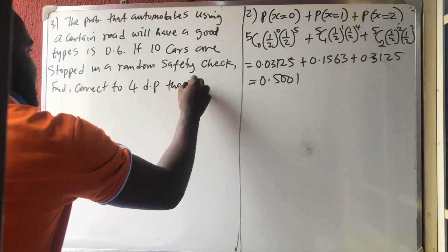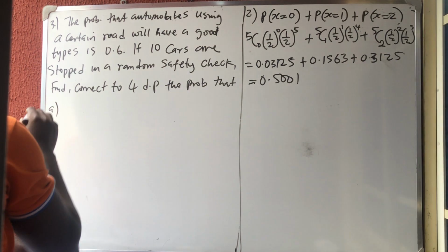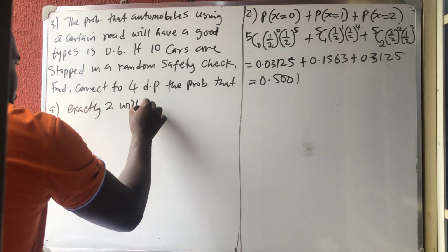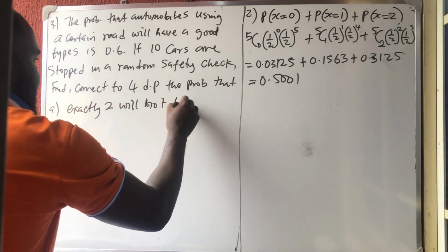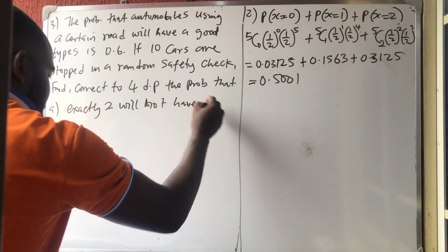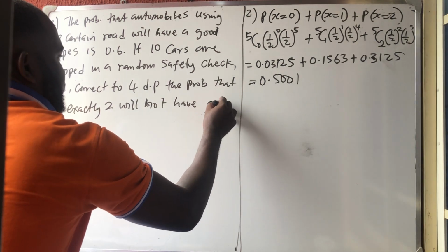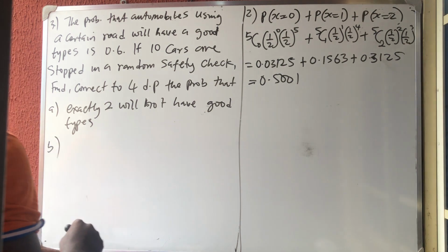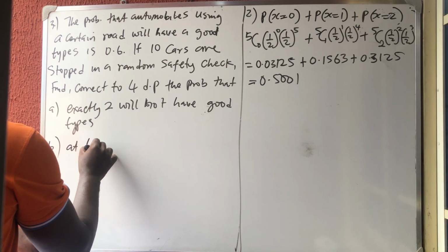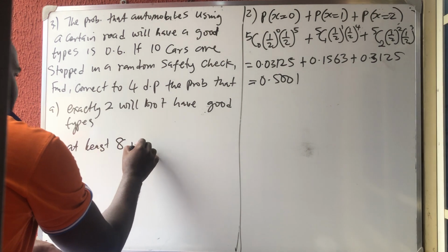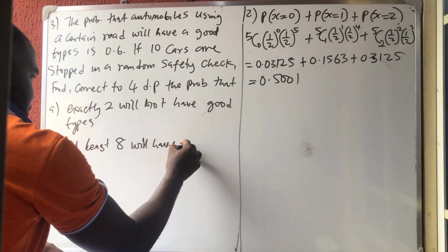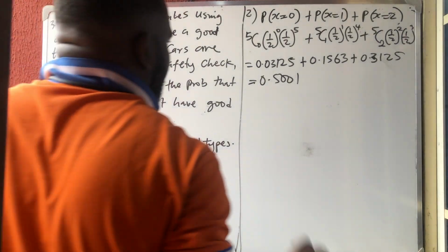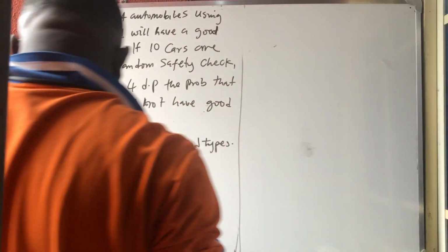The probability that exactly 2 will not have good tires. B, at least 8 will have good tires. Solution. Now they want to confuse you with that first question, so don't fall into their trap.